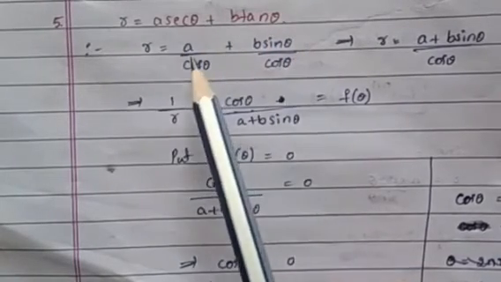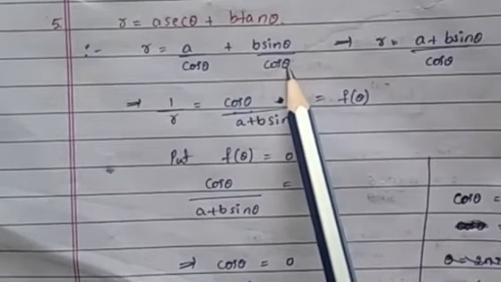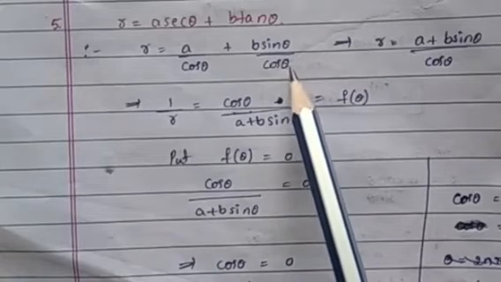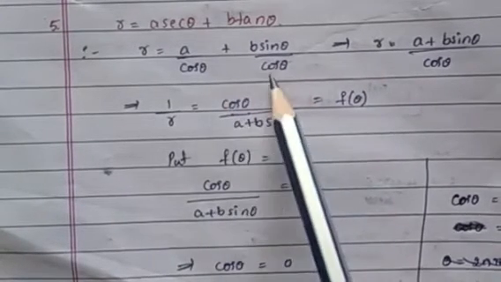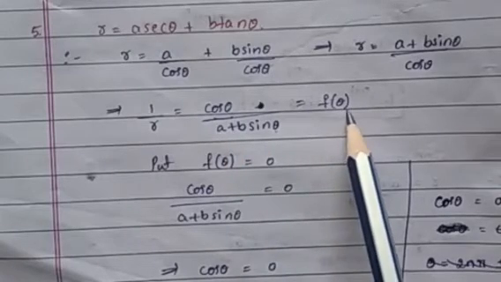This can be written as r is equal to a by cos theta. Secant theta is 1 by cos theta, plus b into tan theta, which is sin theta by cos theta. Then you take cos theta as LCM. You get r is equal to a plus b sin theta by cos theta. Next step, you take the reciprocals. You get 1 by r which is equal to cos theta by a plus b sin theta. You call this f of theta.